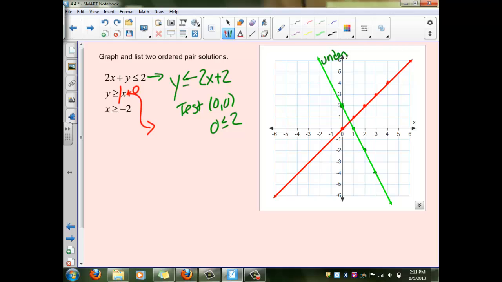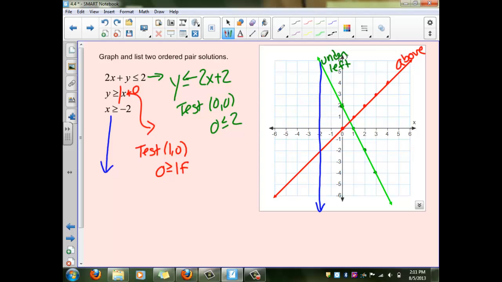Now for the red, we can't test 0, 0, but we can test, let's go with 1, 0. And in this case, we have 0 greater than or equal to 1, which is false. So we want to shade above this line. This green, if you don't like under, you can put left, if that helps you. Now this last one, this is just going to be a vertical line at x equals -2, and it'll be a straight up and down solid line. We want x to be bigger than this, so you want to shade to our right.